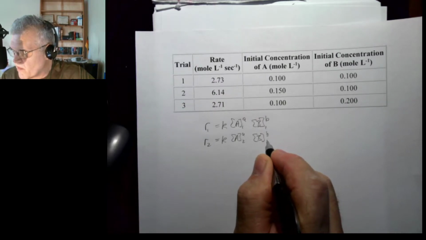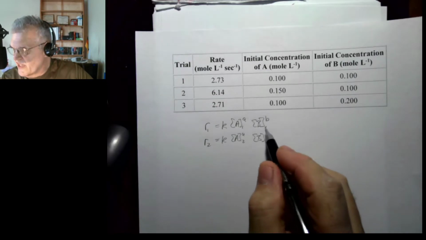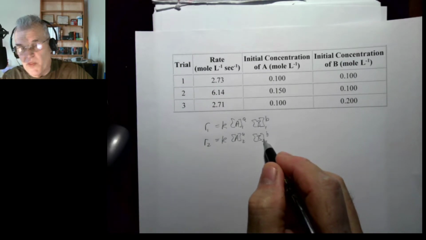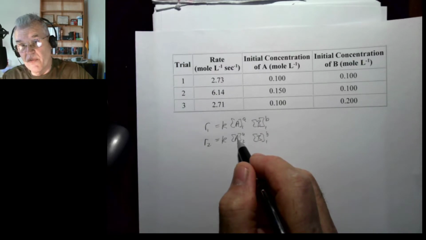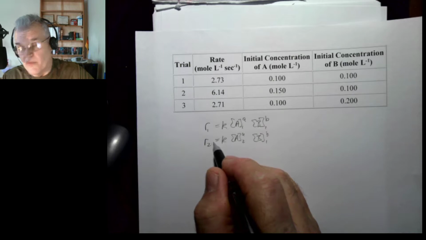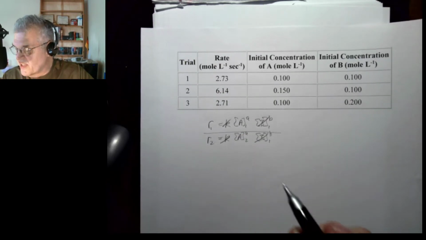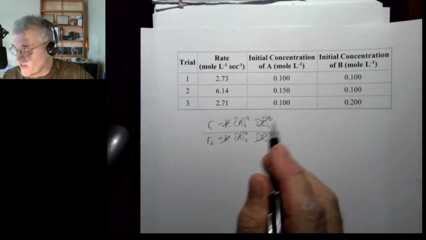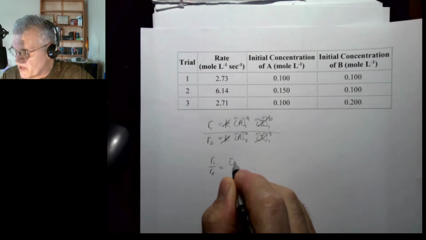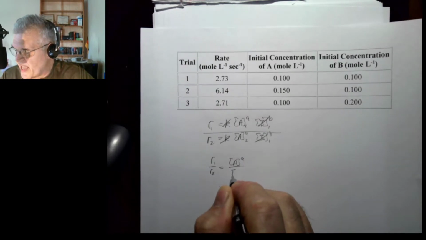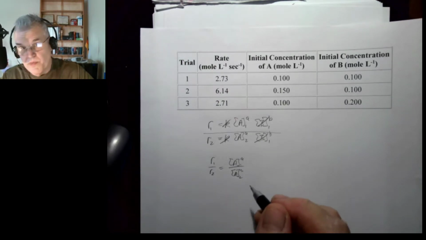B raised to the B. Well, let's say I kept the concentration of B constant. Then the concentration of B is the same in both of these. K is the same in both of these. The concentration of A is different, and the reaction rate is different. Well, if I divide these, I can see that the K's cancel out, the B's cancel out, and I'm left with rate 1 over rate 2 must be equal to the concentration of A raised to A over A raised to A, and that's A1 over A2.